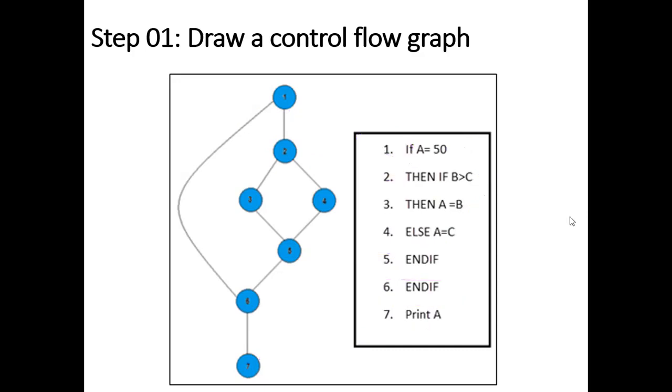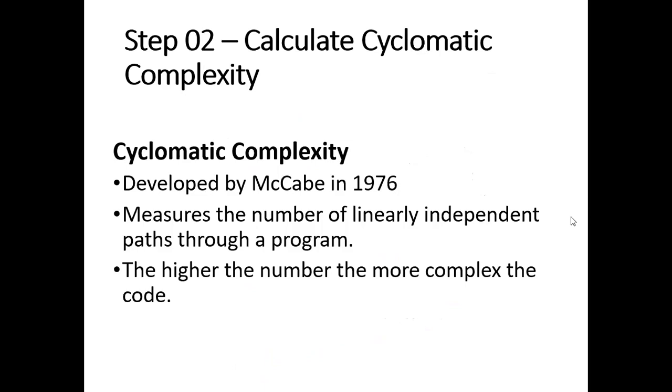As step 2, we are going to calculate the cyclomatic complexity. The cyclomatic complexity was developed by the same person, McCabe, in 1976. There is a common property of cyclomatic complexity: if your cyclomatic complexity is a large number, it implies that your code is more complex.